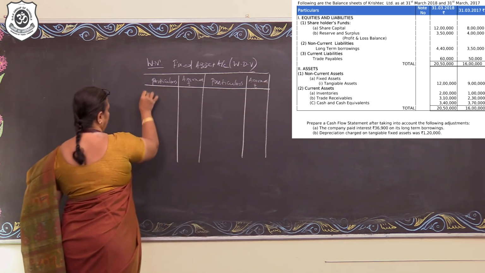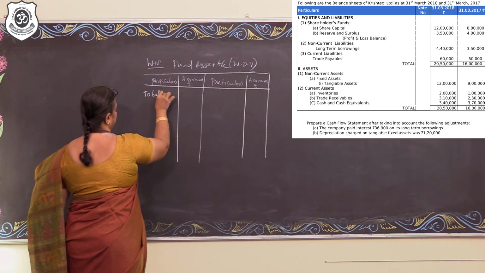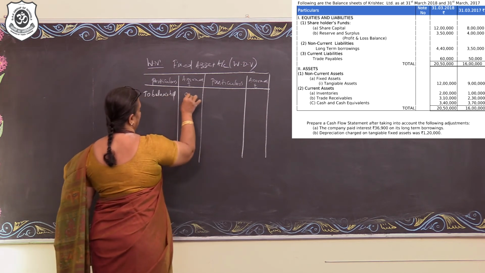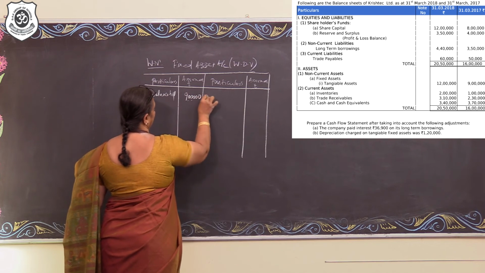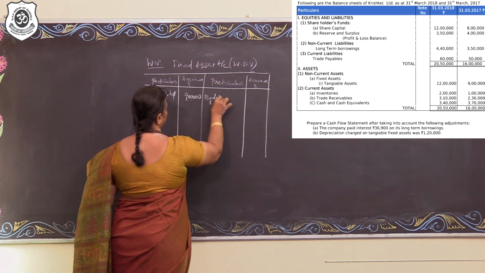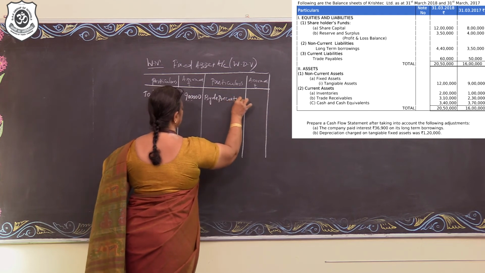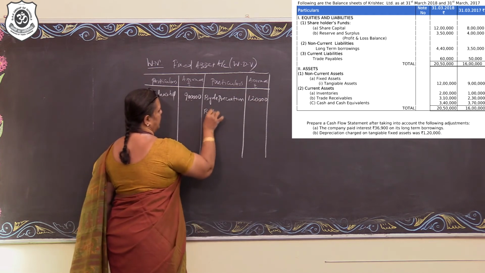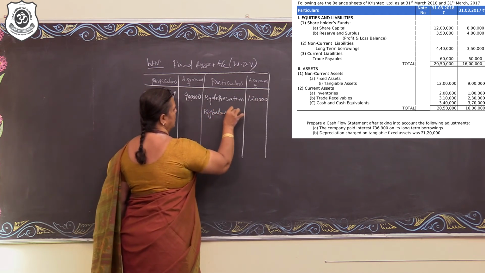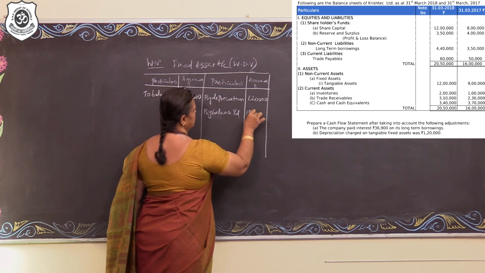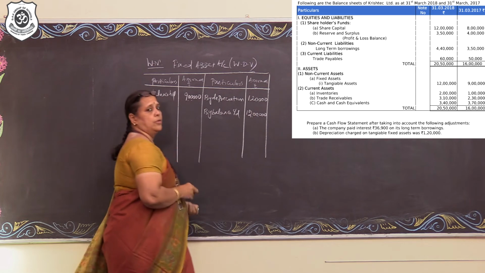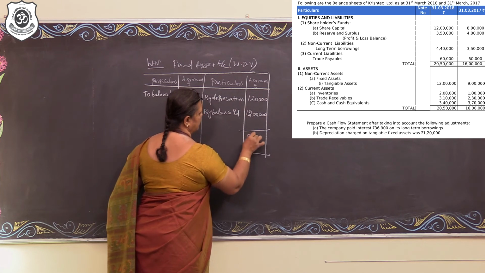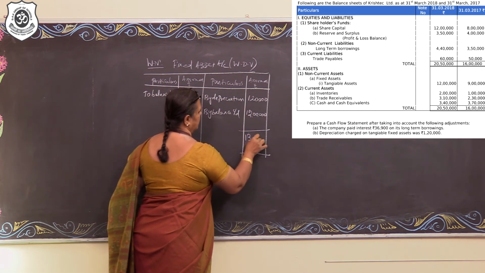We have to balance brought down. Opening balance of fixed asset is 9 lakhs, by depreciation. Depreciation given in the question is 1,20,000 rupees, by balance carried down, which is the closing balance, which is 12 lakh rupees. So now we shall be having on the credit side 13,20,000.